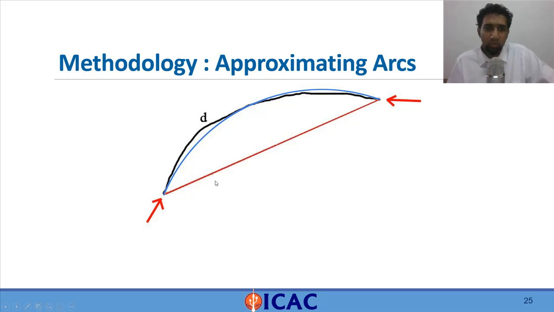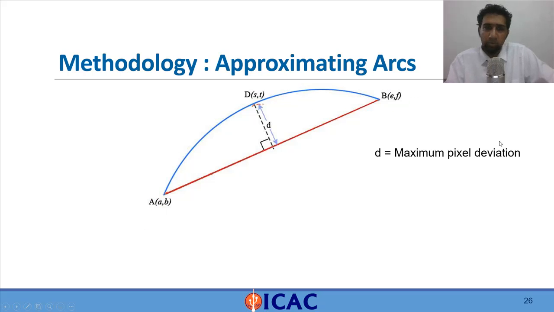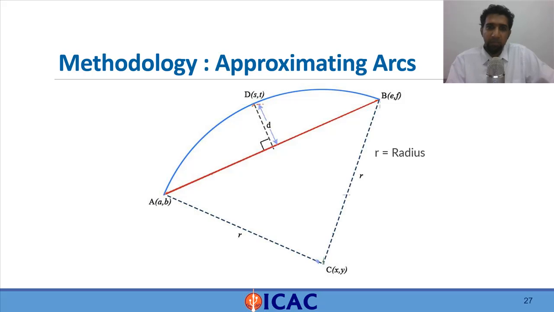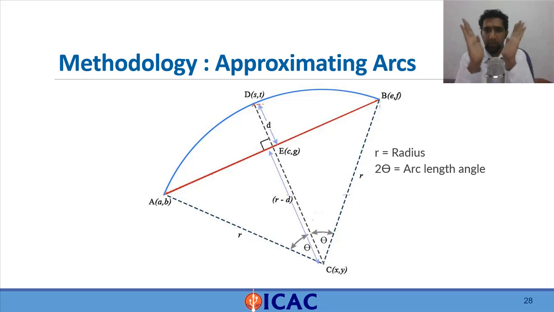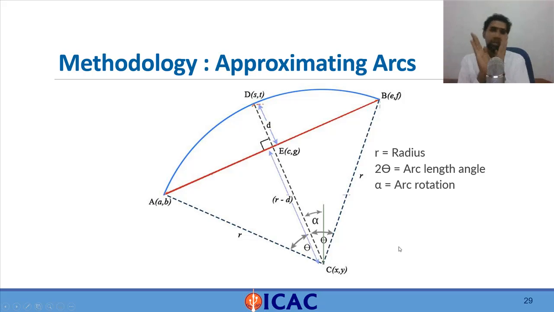The challenge is to render this arc, this blue arc right here. At this point you know the maximum deviation point. But in order to render the arc, you need 4 properties. One is the radius, second is the arc angle length, the angle which this chord makes at the center of the arc, and the rotation of it, how much the arc is rotated, and of course the center of the circle.